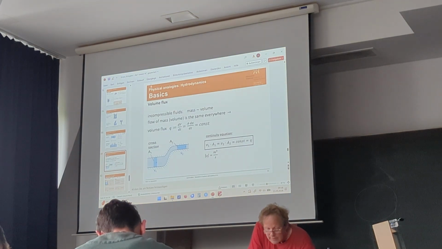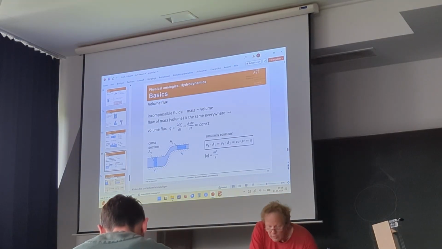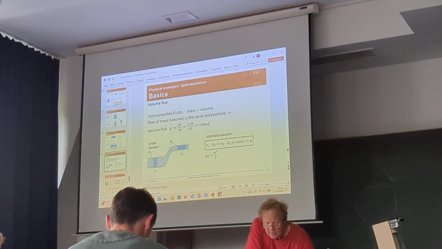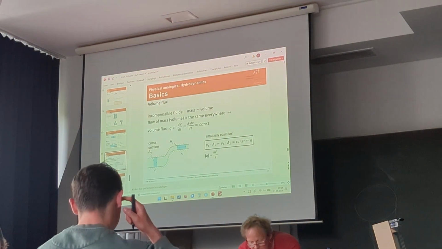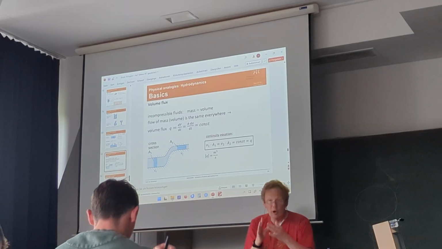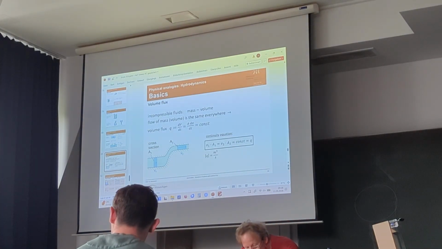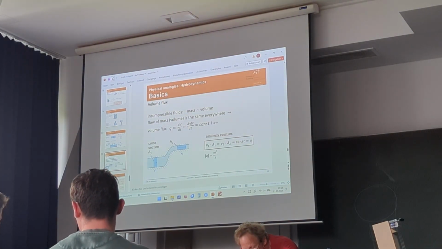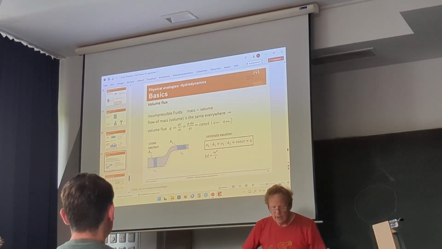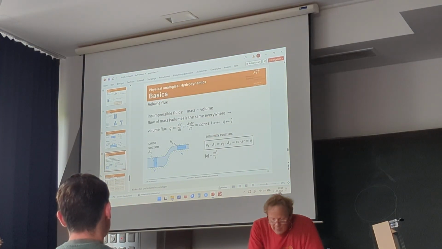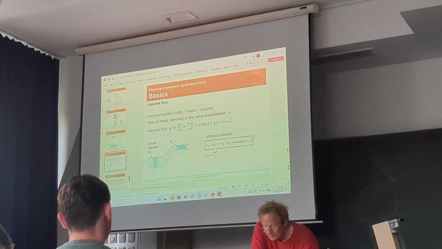And that means here this volume flux, a transported volume, or change of volume with time, is everywhere the same. So it's not constant over time, of course, it's constant over space. Everywhere the same volume flux.